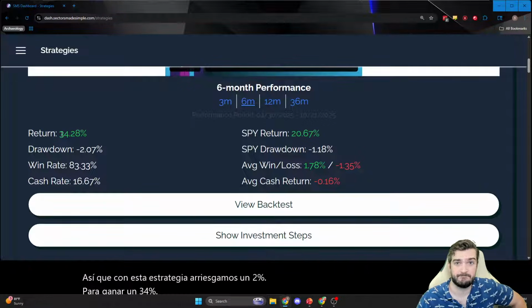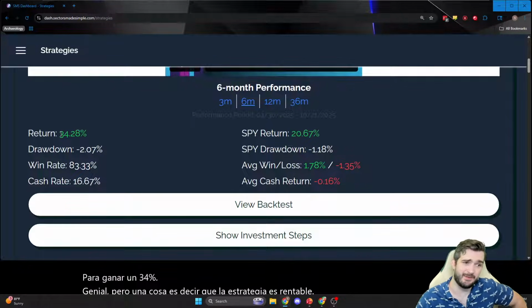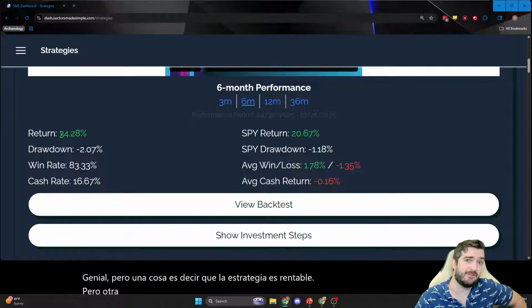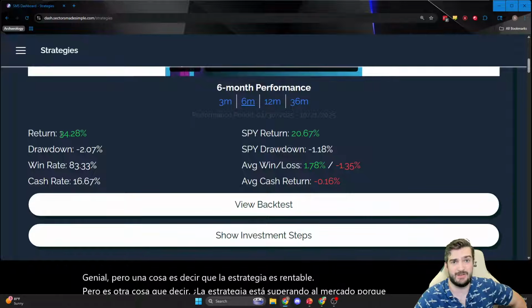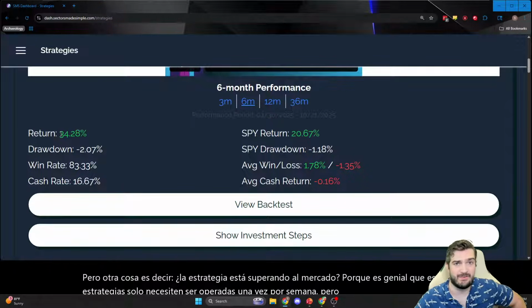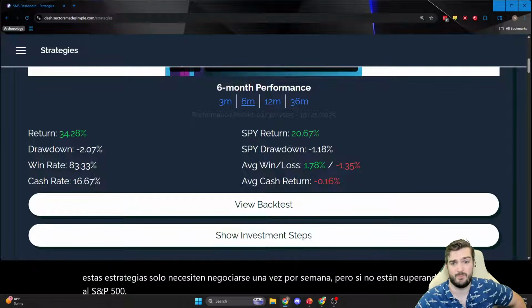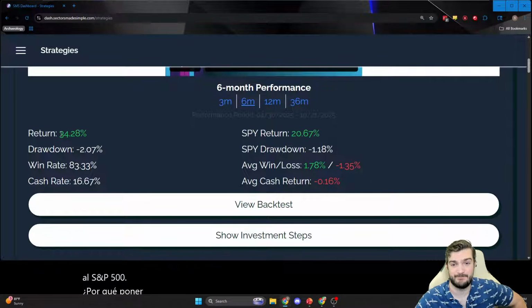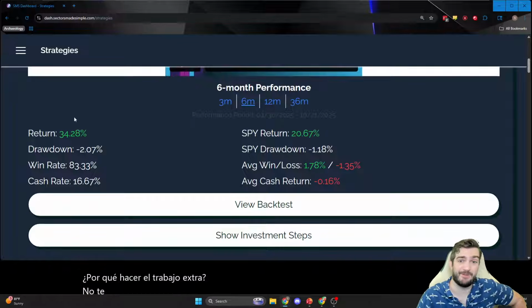Cool. But it's one thing to say that the strategy is profitable. It's another thing to say, is the strategy beating the market? Because it's great that these strategies only need to be traded once per week, but if they're not beating the S&P 500, why put in the extra work? So we tell you those results as well.